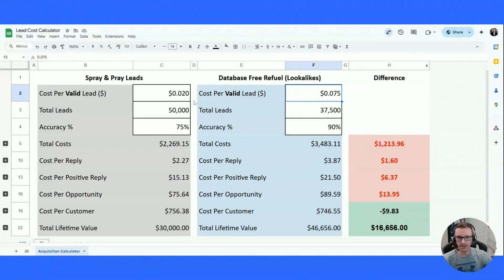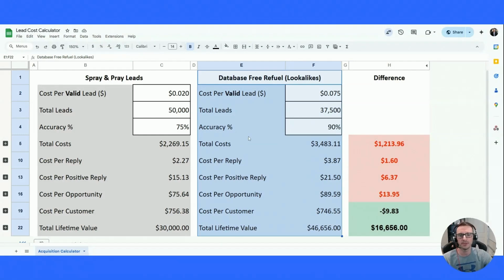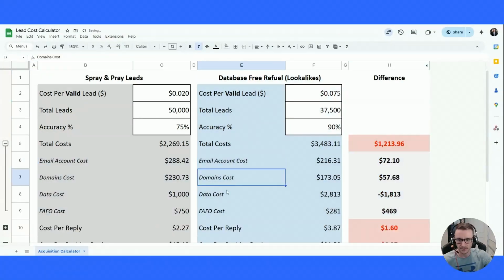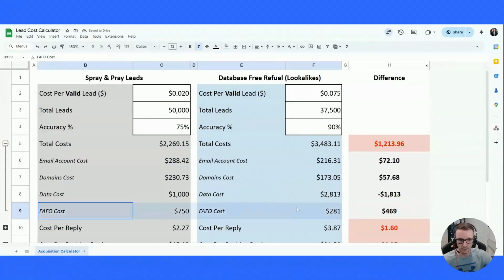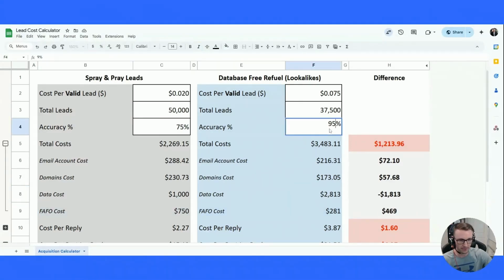I put this calculator together. You can use it. You can play around with it. Tear it apart. Ask me questions, and so on and so forth. But this is the type of data that we're building into the Lead Engine platform to basically have more relevant outreach. You experience fewer problems, you have fewer email accounts, fewer domains, less data, but this is the big one here. What I call the FAFO cost, the fuck around and find out cost.